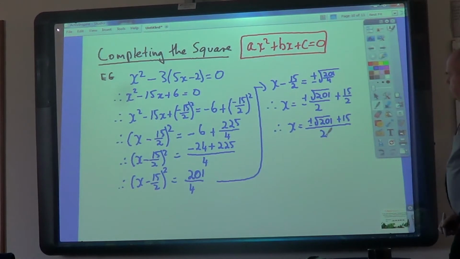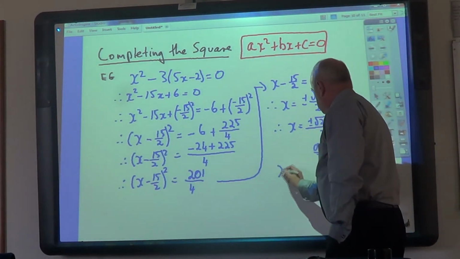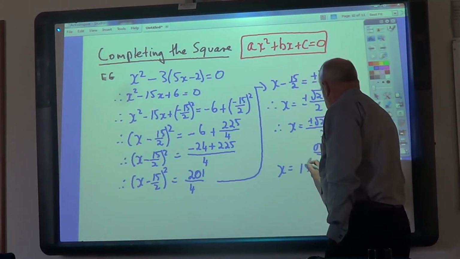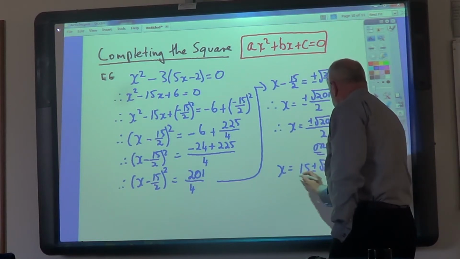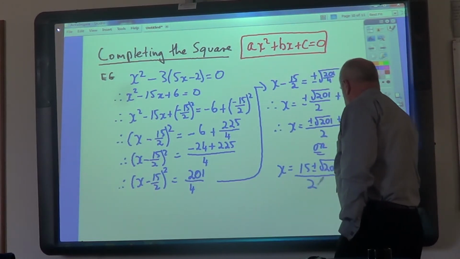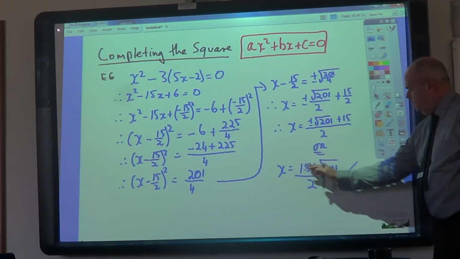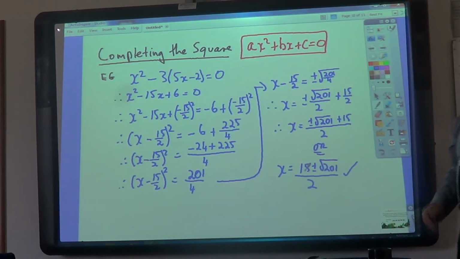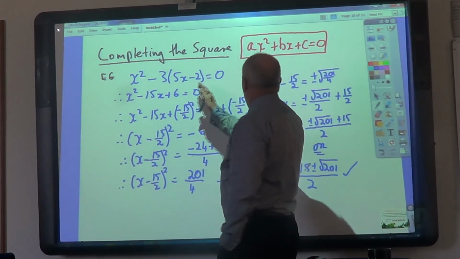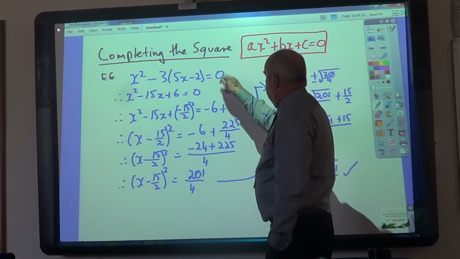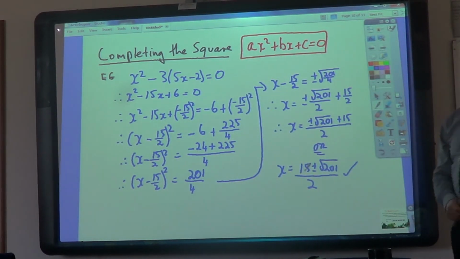Another way of writing that, which is just as acceptable, but no better, no worse, is x equals 15 plus or minus the square root of 201 over 2. And they're my two solutions. Notice the two solutions. We've got 15 plus that, 15 minus that. Okay? So graphically, what I'd be finding, if I was to plot a graph of my, well, it's not an equation, but if I let it equal y, I would have found my x-intercepts. Okay? That's where we might stop it.